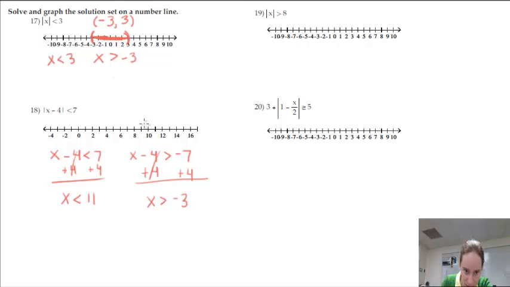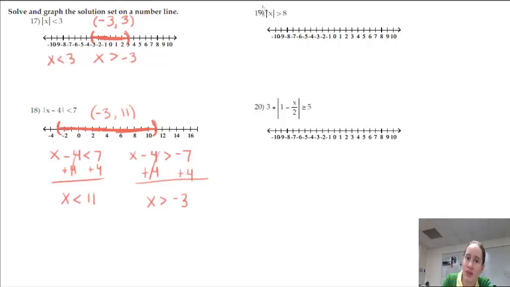So we're less than 11, so we put a parenthesis at 11 and we draw to the left of 11. That's where we're shading. We're greater than negative 3, so we put a parenthesis at negative 3 and we shade to the right. Our interval notation for that, we're between negative 3 and 11. So that's our interval notation.